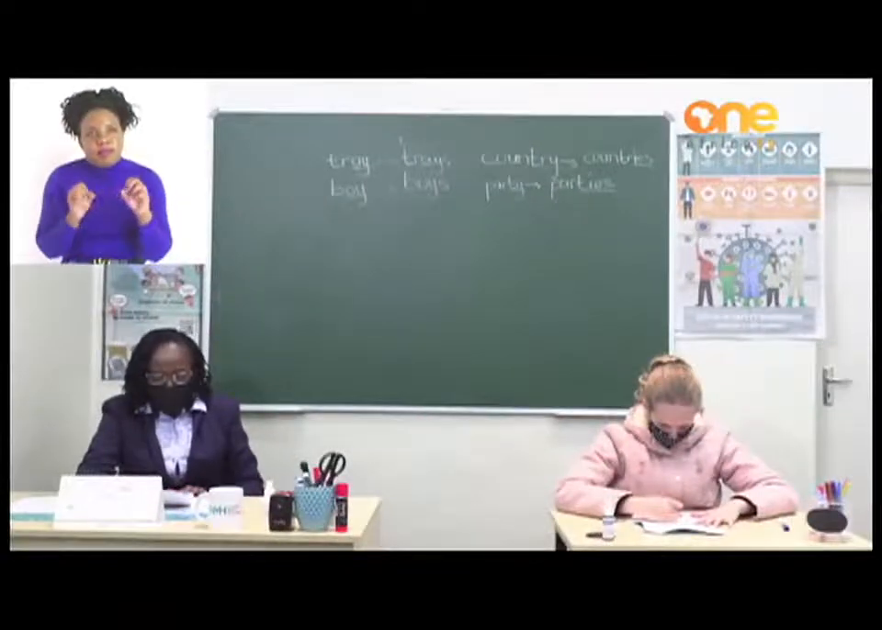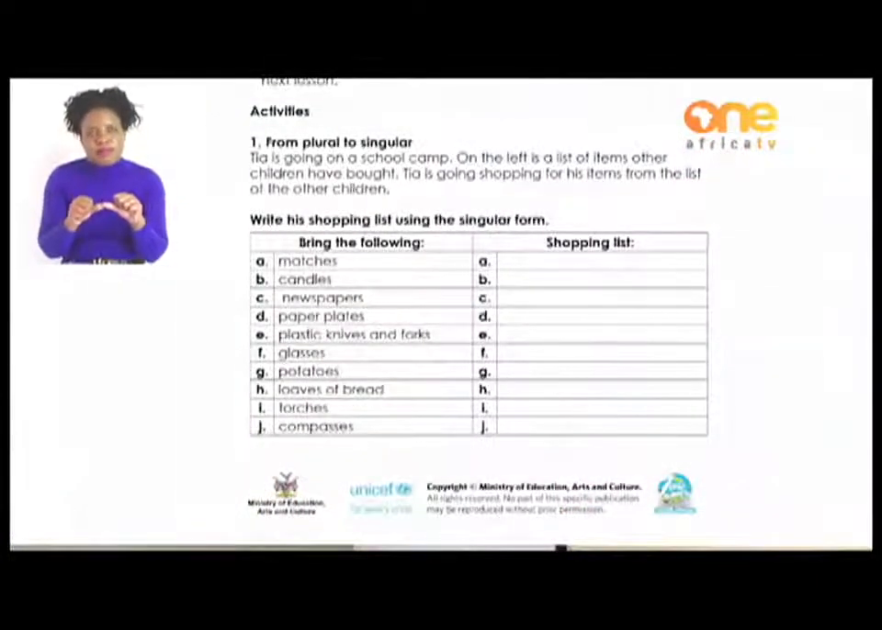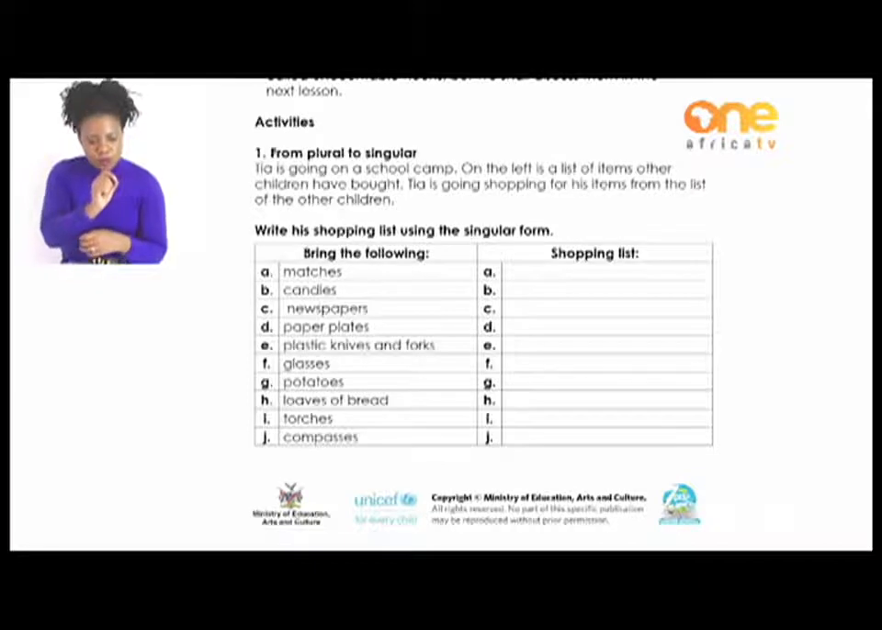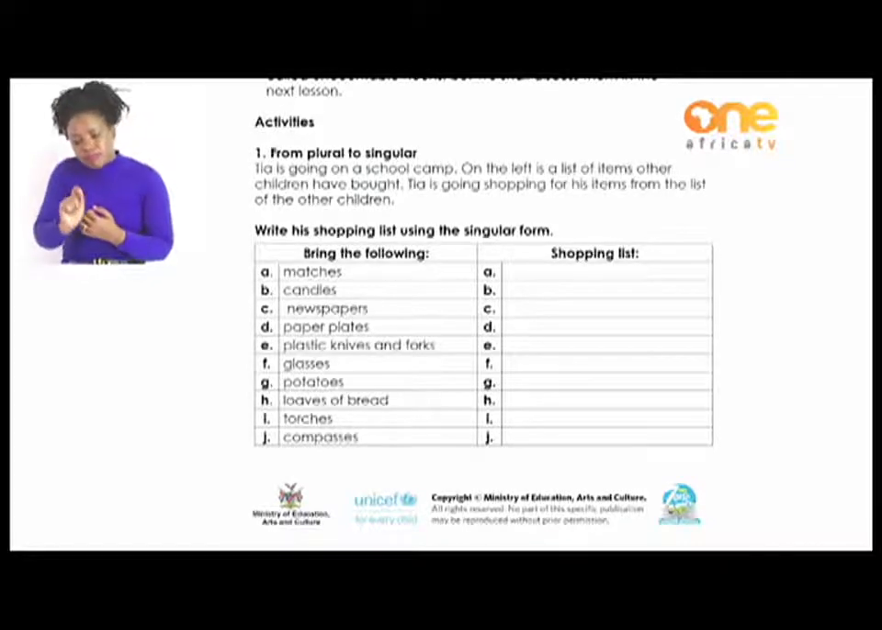We are still on page 4, and we are starting with the activities. The first activity is to change the nouns from plural to singular. Tia is going on a school camp. On the left is a list of items other children have bought. Tia is going shopping for the items from the list of the other children. So on your left-hand side, you have what the other children bought already. And on your right, it's a shopping list for Tia.